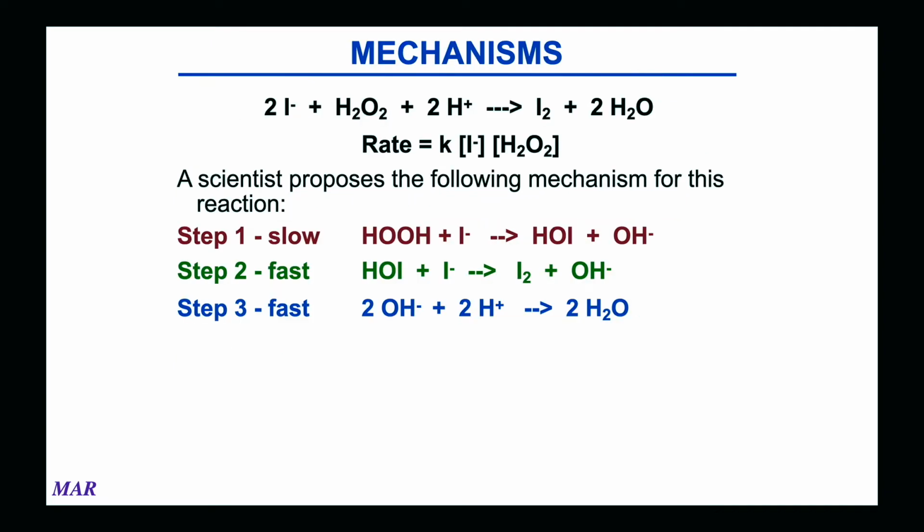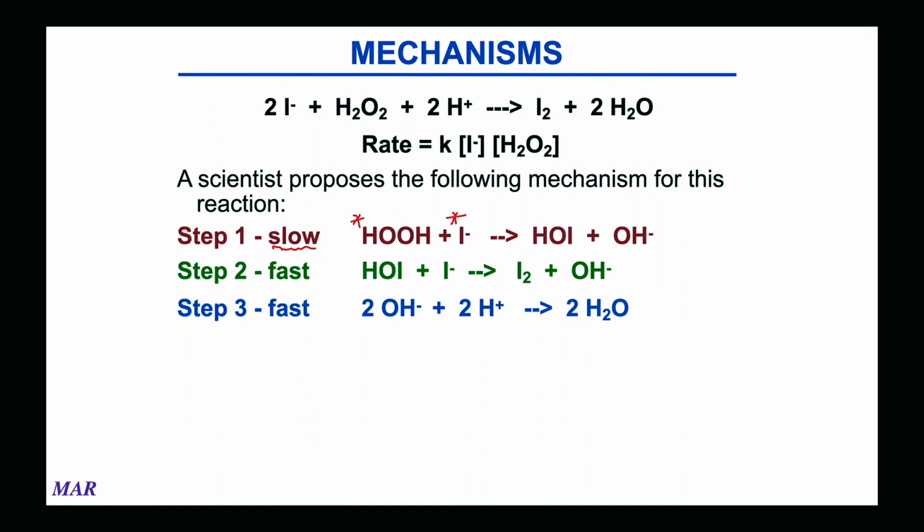So here's the iodine reaction once again, and a scientist has proposed the following mechanism for this reaction. And notice here how we have step 1, step 2, step 3, but also we have slow step and fast step, all right? And that's good. The rate law, which had to come from experiment, showed iodide was first order, H2O2 was first order. And sure enough, in the slow step, step 1, there's 1 H2O2 and 1 iodide.